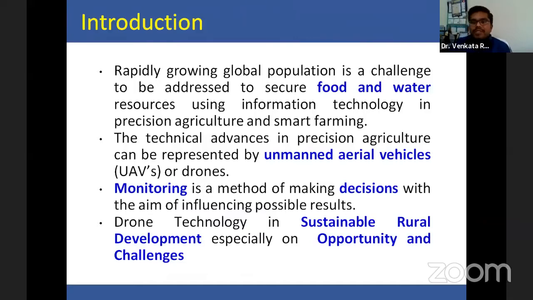Everybody knows that we are using drone technology. When I talk about rural development, of course, the crux is agriculture, especially food and water resources, where many technologies are giving a lot of solutions. Now the latest technology, UAV, is giving wonderful solutions and leading to monitoring and decision-making. How it is going to be, what challenges are taking place here, and what the employability opportunity is in this concern, I would like to emphasize in the next 7 minutes.